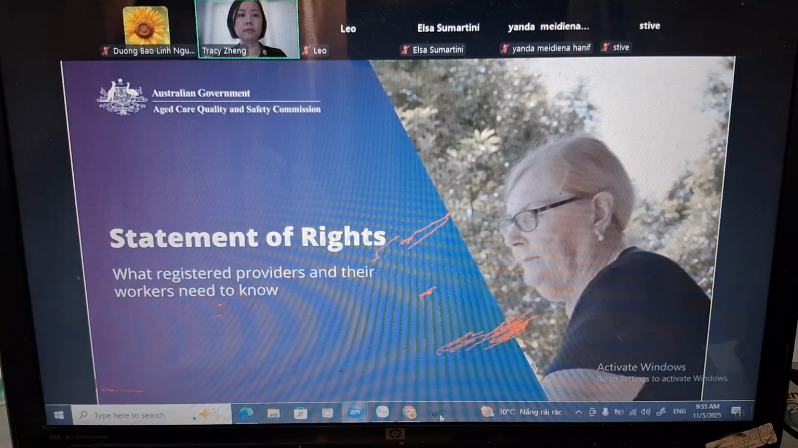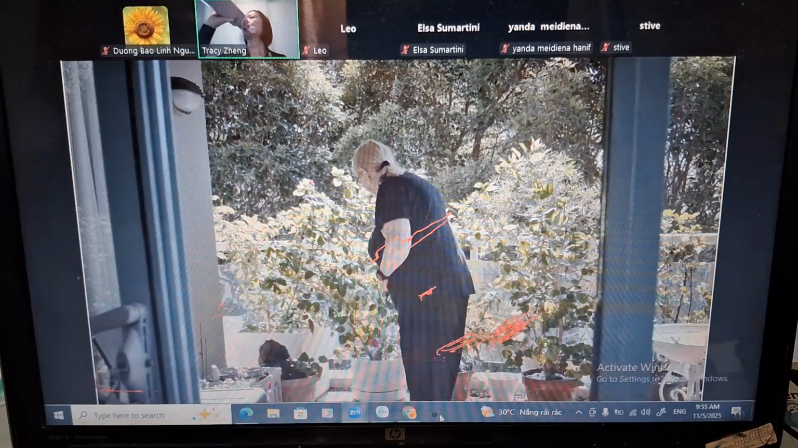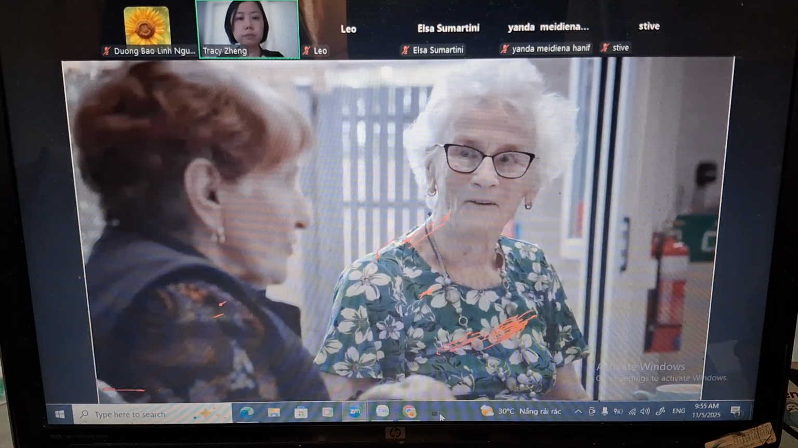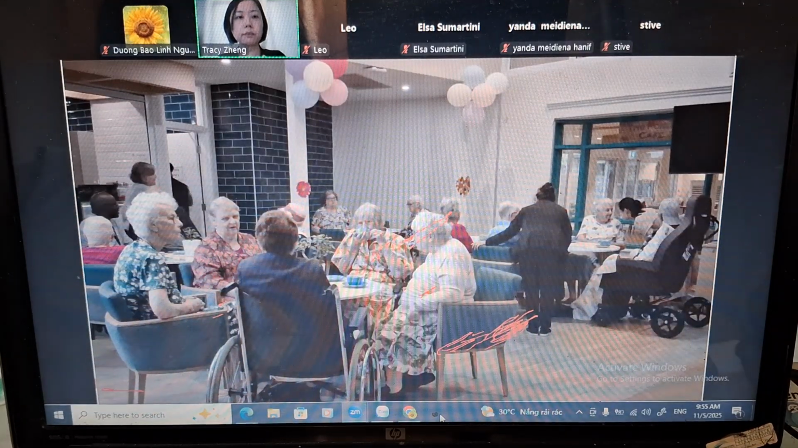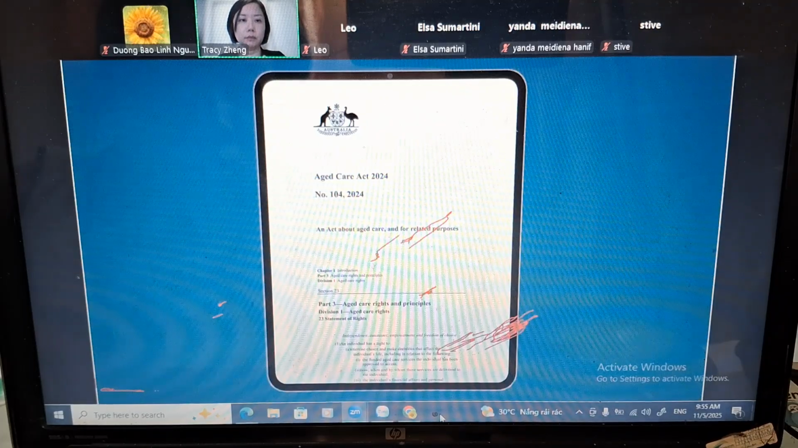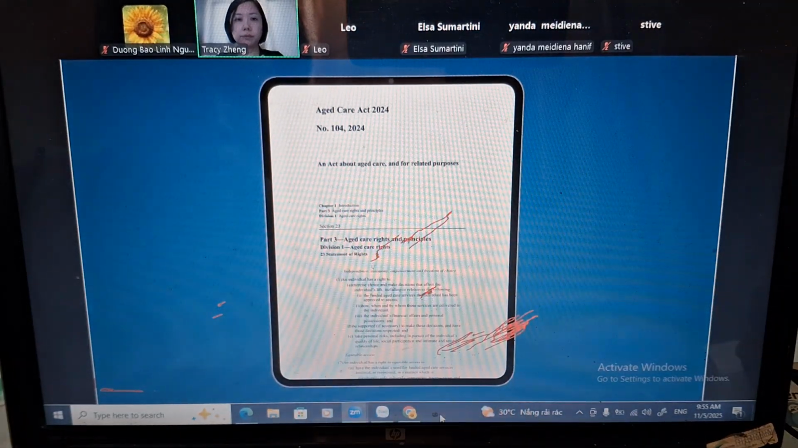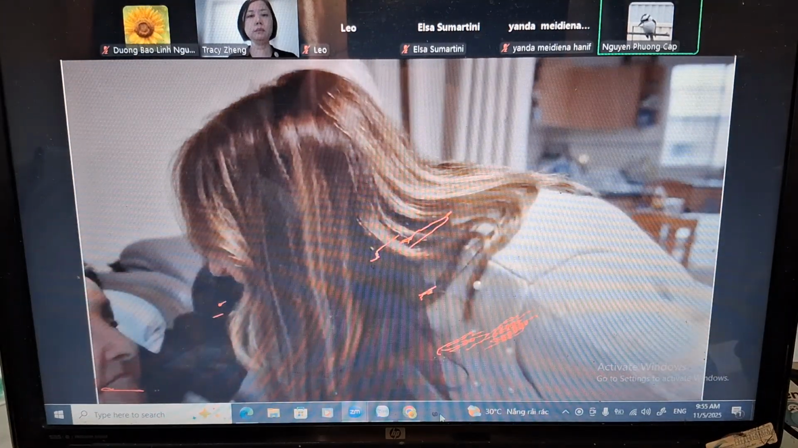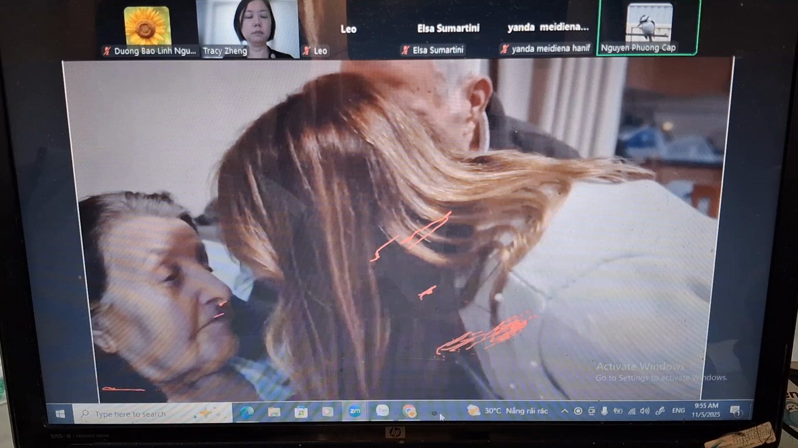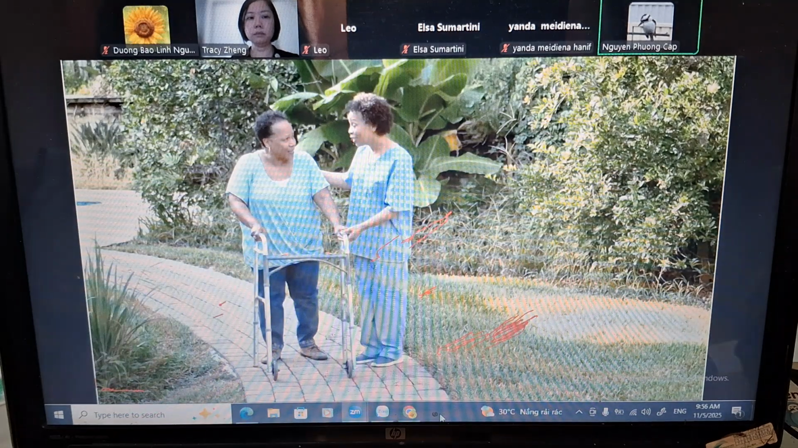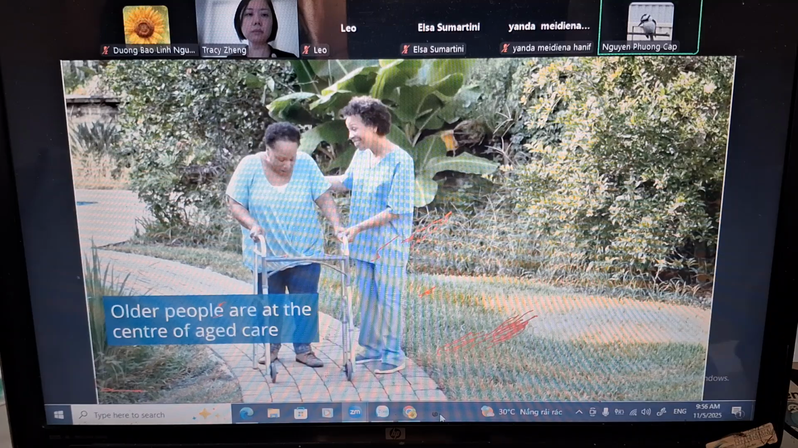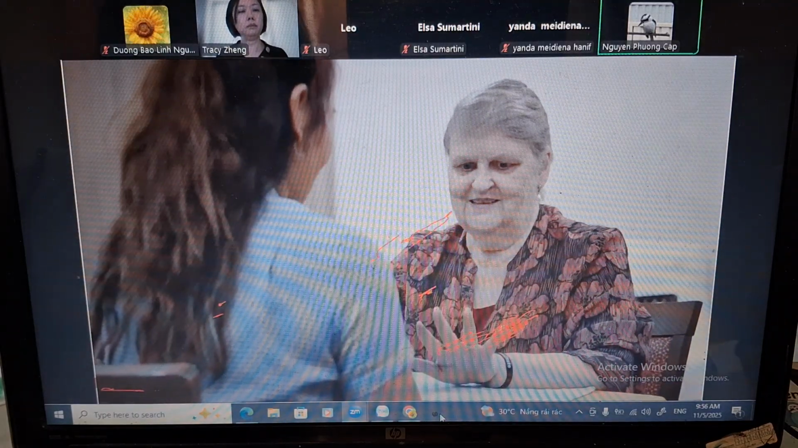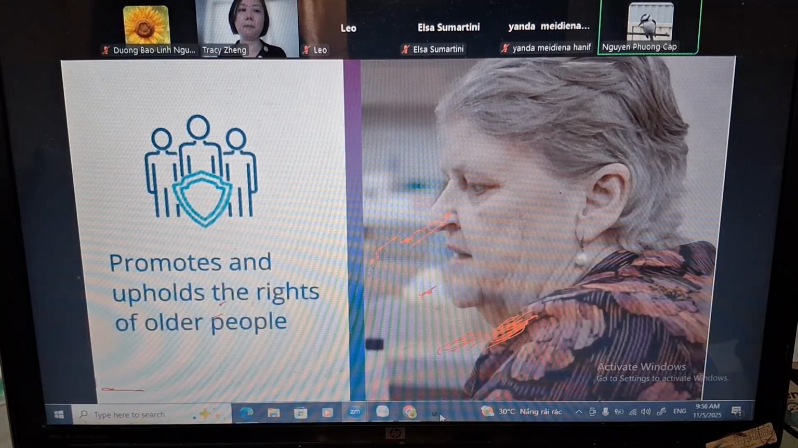Everyone receiving aged care services has the right to be safe and treated with dignity and respect. In fact, there is a Statement of Rights that outlines older people's rights in aged care. The Statement of Rights is part of the Aged Care Act 2024, known as the New Act. It explains older people's rights when they use aged care services. The Statement of Rights puts older people at the centre of aged care. It's also a reference for registered providers and aged care workers. You can use it to help you deliver care that promotes and upholds the rights of older people.